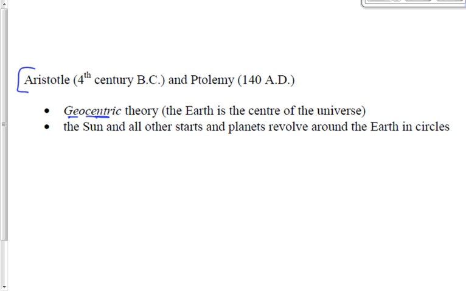The sun and all the other planets and all the stars revolve around the earth in circles. Let's fast forward a lot of years here, like a couple thousand years, to Copernicus in the mid-16th century. You guys have all heard of Copernicus before, too. You might not know what he said, but he's pretty famous, actually, for this.